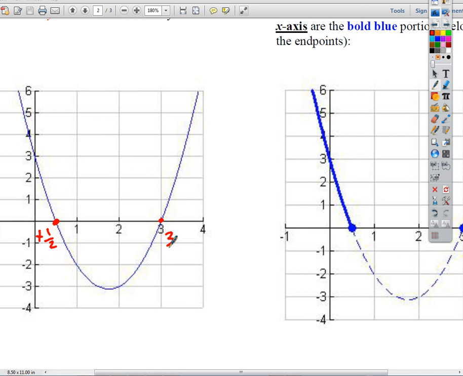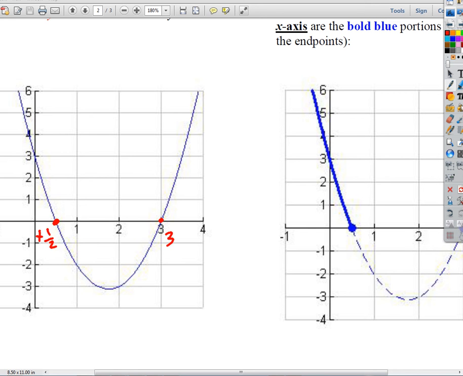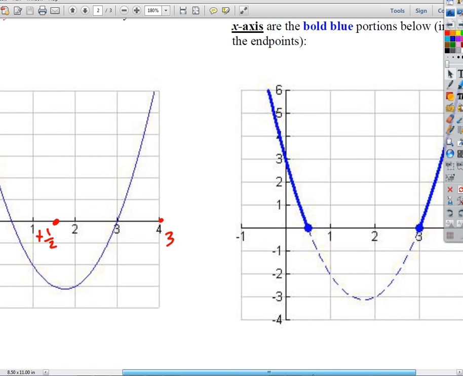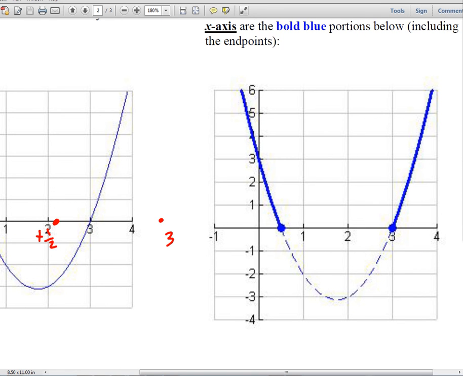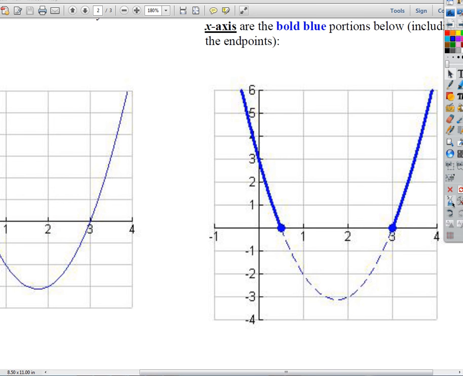And it opens up. So if I want to shade the parts of that parabola, my sketch, that are on or above the x-axis, where would those be? I mean, wouldn't those be right here? I gotta scoot this thing over a little bit, maybe. Wouldn't those things be right there? Right? Does that make sense?